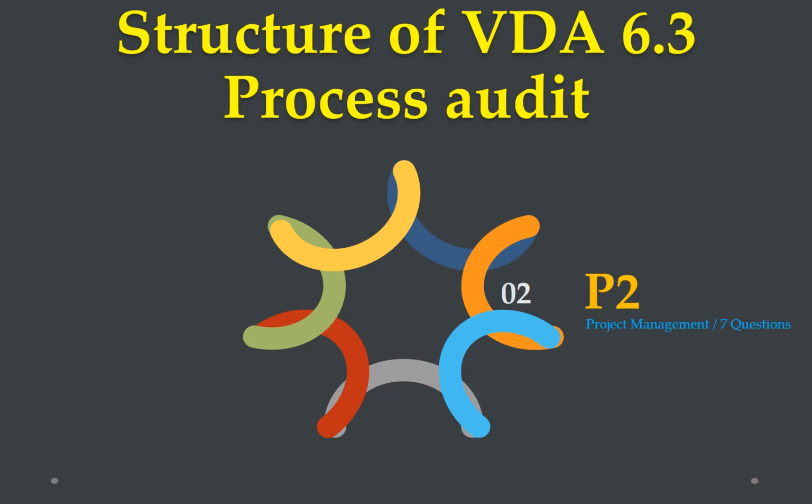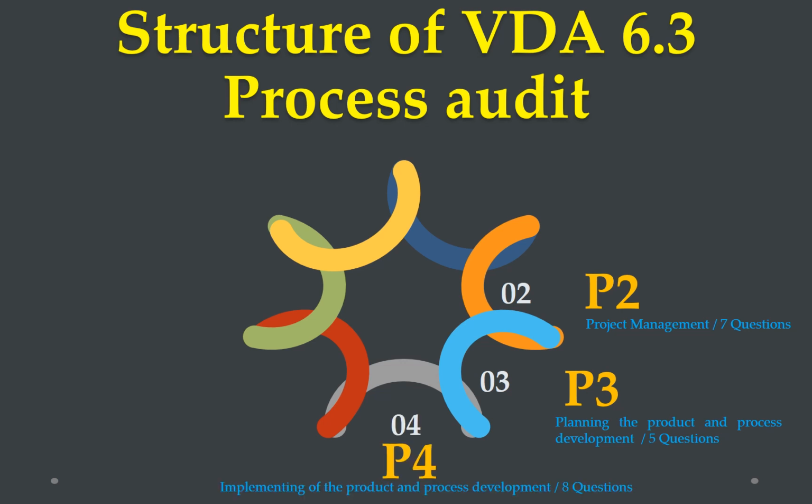P2 stands for project management and it has 7 questions. P3 stands for planning the product and process development. It has 5 questions. P4 stands for implementing the product and process development and it has 8 questions.